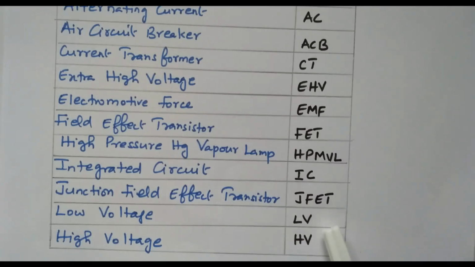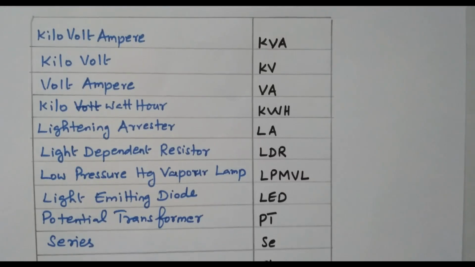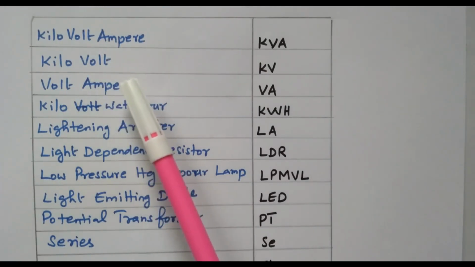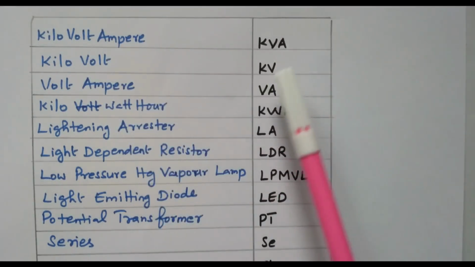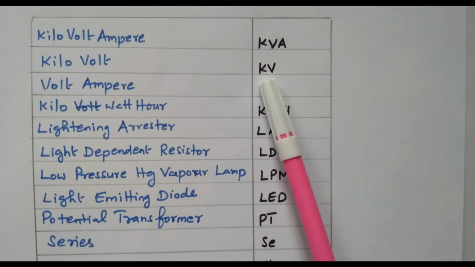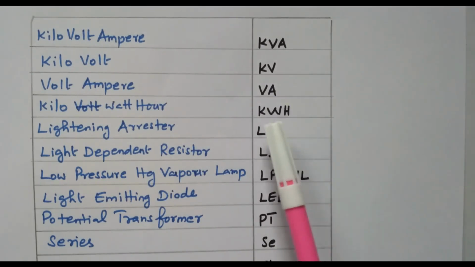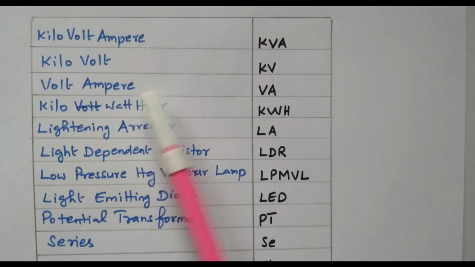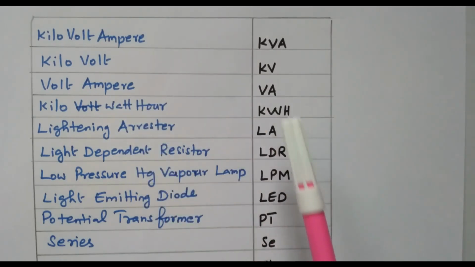Then LVHV, low voltage, high voltage. It's mainly used in the transformer: low voltage side, high voltage side, primary winding and secondary winding. We already discussed HT and LT, low tension and high tension supply. Then kVA refers to kilovolt ampere. Kilovolt ampere is the apparent power. Then kilovolt, kV. 10 to the power 3 is defined as kilo. VA is voltage and ampere. This is kilovolt ampere, this is normal voltage and ampere.